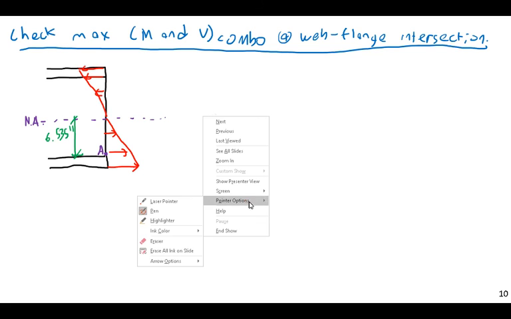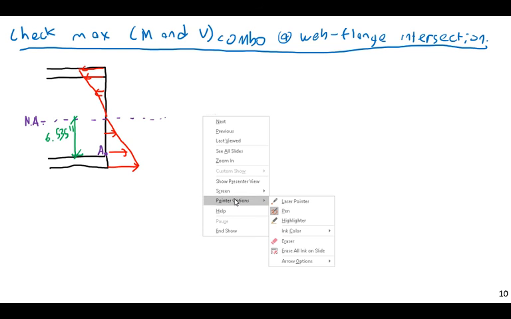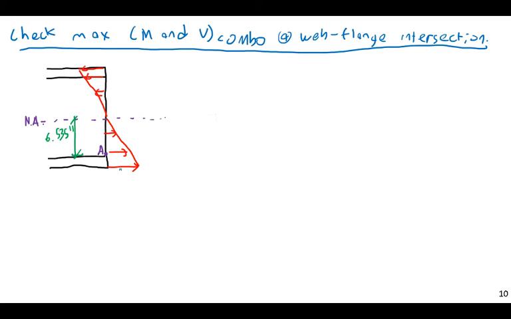So let me draw, maybe something like this. Let me show you the shear stress. It's going to slowly increase, but then it's going to greatly increase at the web flange intersection. Then it's going to go like that. It's going to come back. Oh, that's bad. That was all one line.